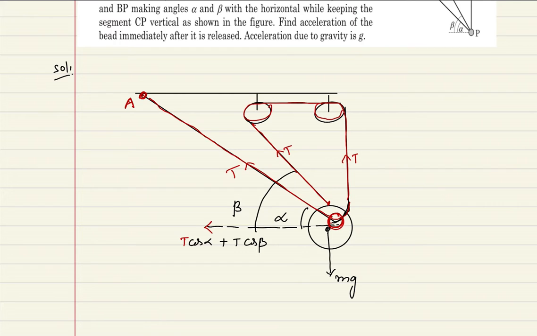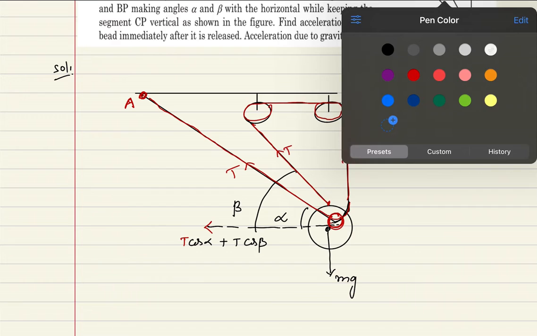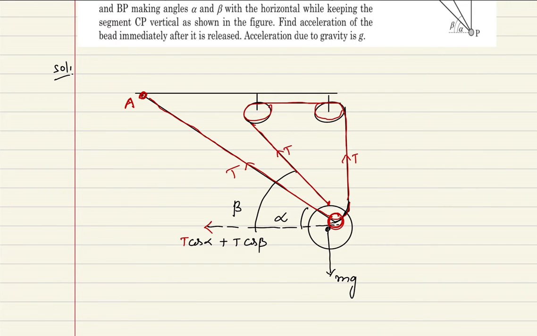Now I am taking what forces are acting on the body. We can see here the tension T throughout the string. The same tension will be there throughout the string. I have taken tension T here, tension T here, tension T here.